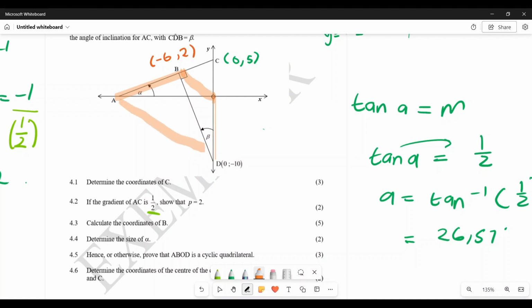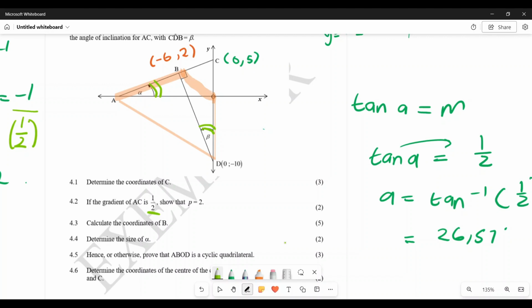And these two are going to join. Now, can you see the butterfly that is formed? So basically, I found this angle here. If I could prove that this angle is equal to this angle here, therefore this whole shape, ABOD, is going to be a cyclic quad. So now my angle A, I know that is equal to 26,57.